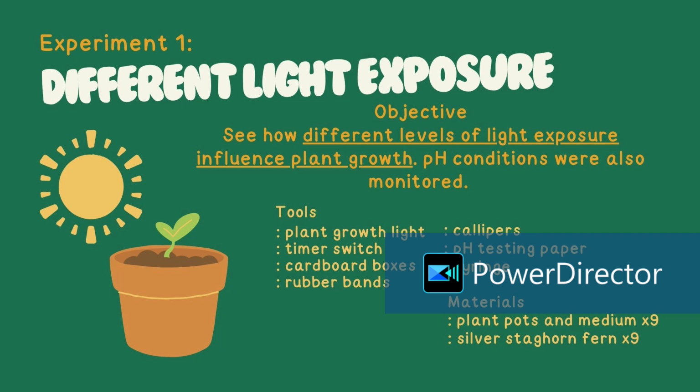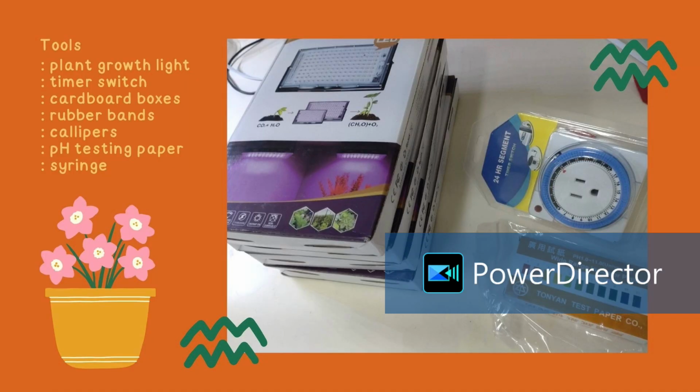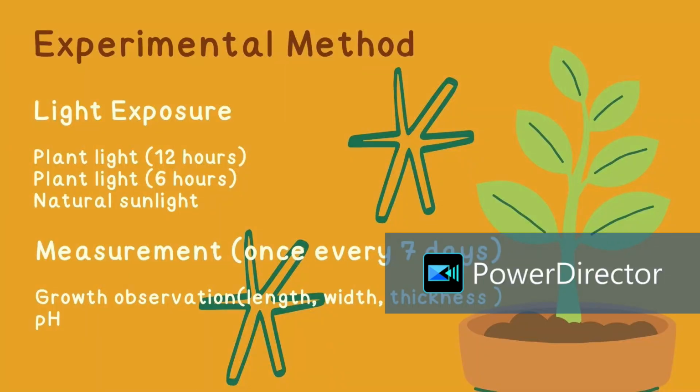So, the tools used for the first experiment are plant growth light, timer switch, cardboard boxes, and rubber bands. The timer switch is used so that the plant growth light can be turned on and off at a specific time. And the cardboard boxes are used to hold the plant growth light in place. And the rubber bands are used to tie the lights onto the boxes.